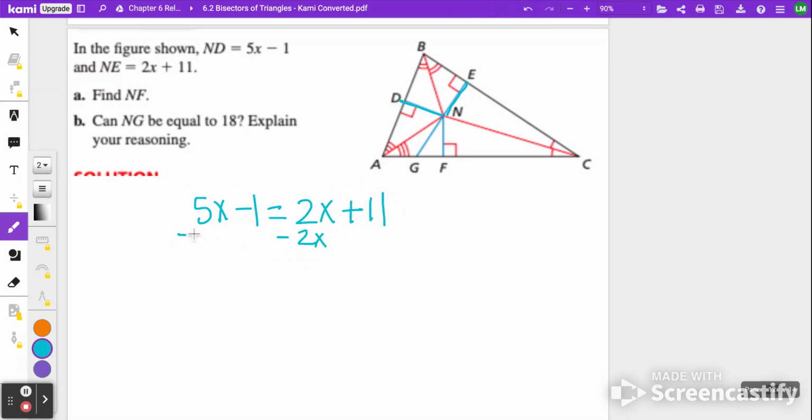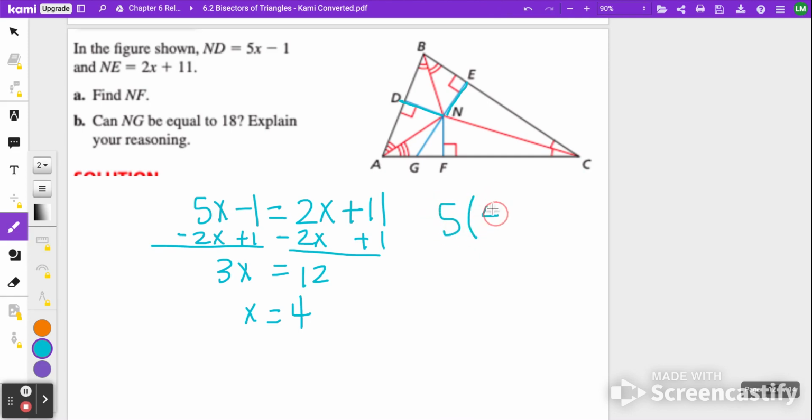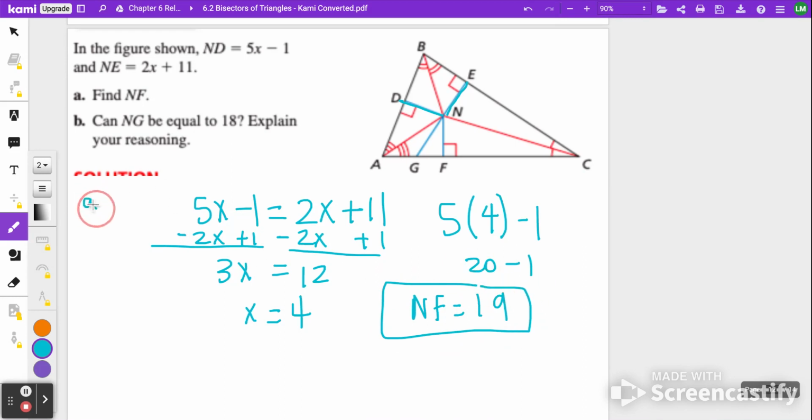I'm going to move my x's to the left side and my constants to the right side. So I have 3x is equal to 12, x must be equal to 4. Since x is equal to 4, to find NF, I can just plug in 4 to either one of those expressions. I'll use the 5x minus 1. 5 times 4 is 20, and 20 minus 1 is 19. So NF equals 19. Okay, so that was part A.